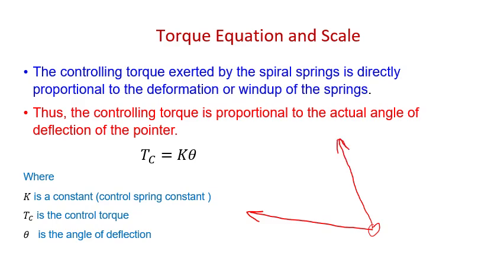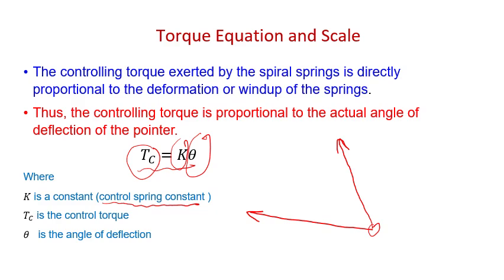Before that, I talk about controlling torque, because there must be a control torque which will control the movement of the pointer, or the deflection of the pointer. That's called TC, the controlling torque. Controlling torque is equal to K into theta, where K is the control spring constant. It's the spring which I mentioned earlier. We said the rotor will be attached to a spring which will store energy in it while the pointer is moving.